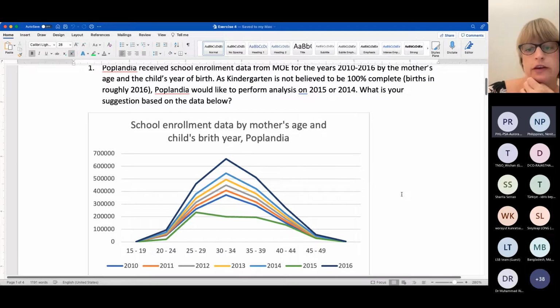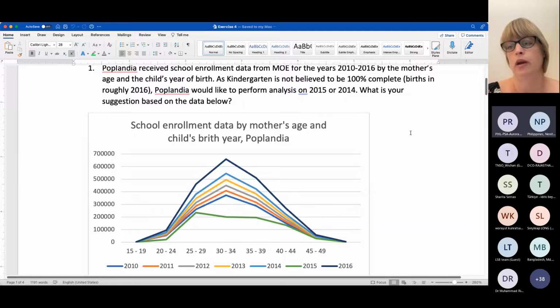As kindergarten is not believed to be 100% complete, children in kindergarten in this situation would be children born in roughly 2016. Poplandia would like to perform analysis in 2015 or 2014 because these are the next most recent years. So looking at the graph for the school enrollment data for the years 2010 to 2016, what is your suggestion in terms of the years to do analysis on for birth registration completeness?